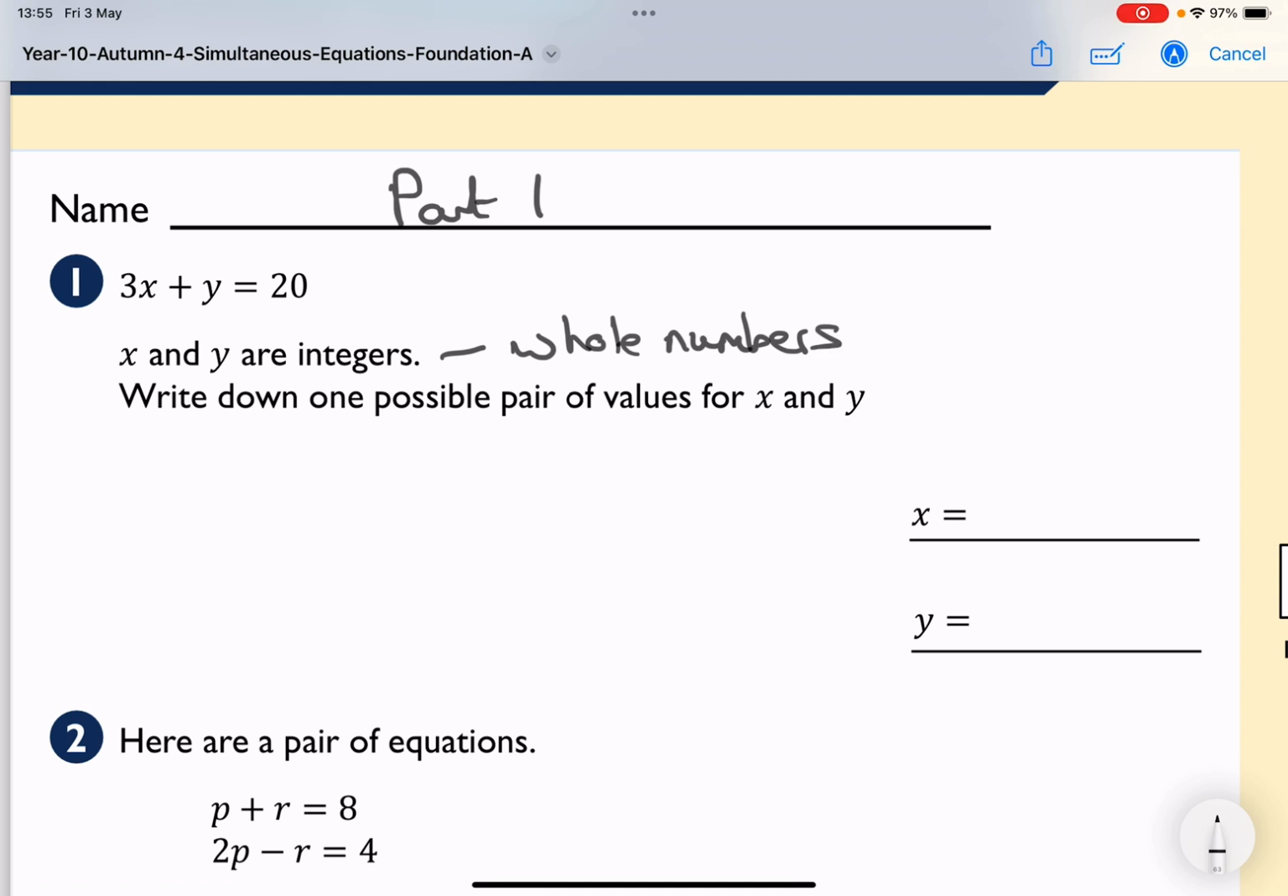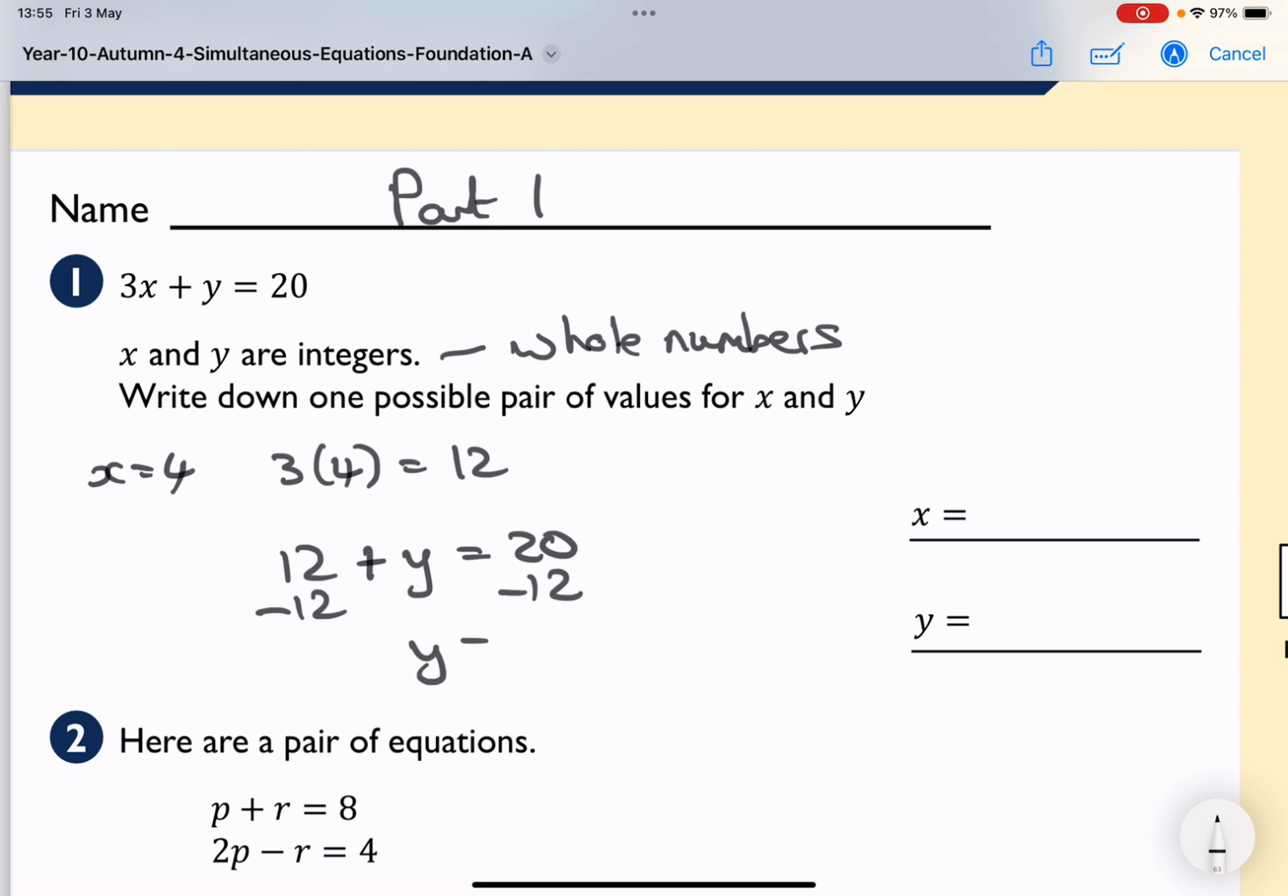For me, looking at the 3x, I can essentially times that by anything. So I'm going to times it by 4. So I've got 3 times by 4, I write it in brackets, is 12. So I'm saying that x equals 4. And then if I've got 12, 12 plus y equals 20. If I take the 12 away, y equals 8.